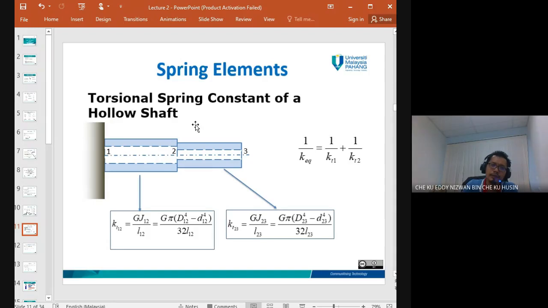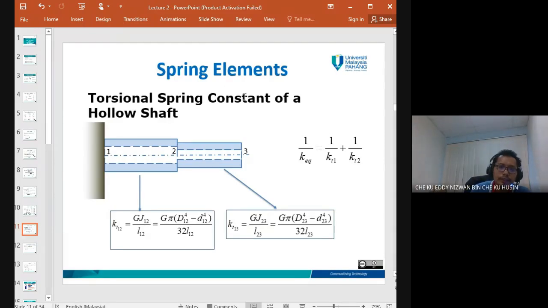Don't worry about the equations. Normally, if you are asked in an exam, the equation will be given, unless you are facing an open book test, which means you can refer to your notes to find all the equations. Okay, so this is for the spring element.